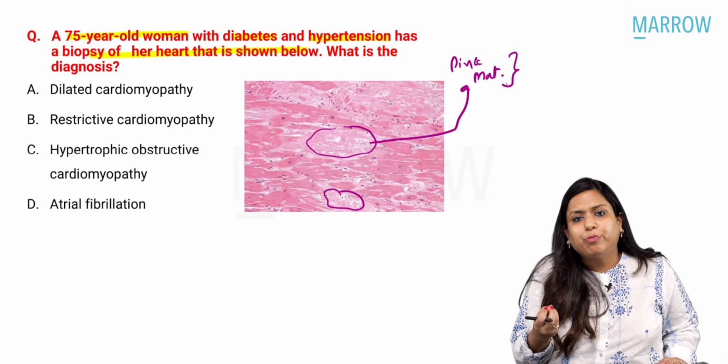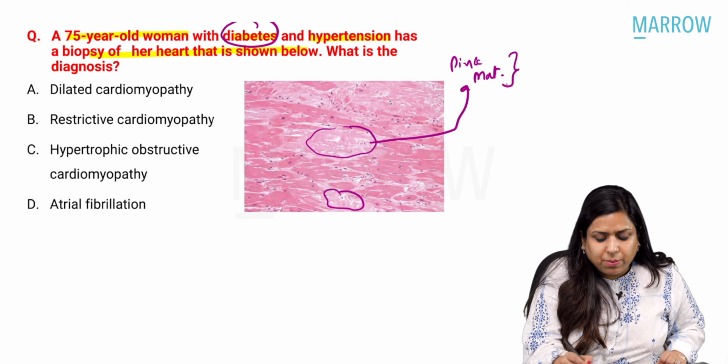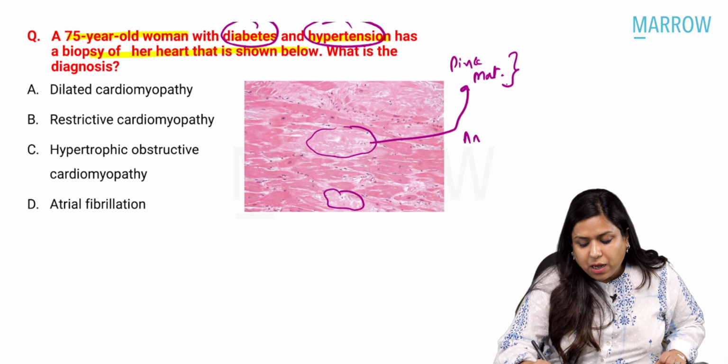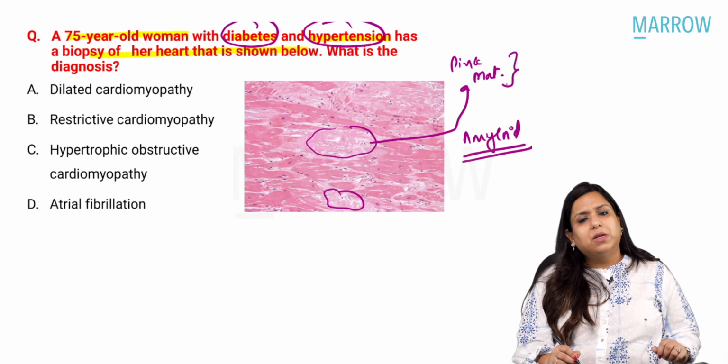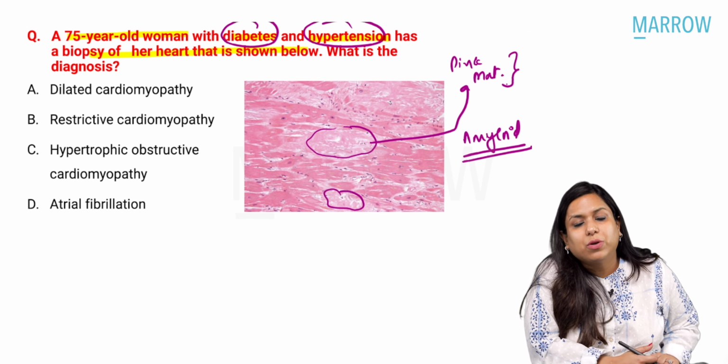When you see a lot of pink material, students, in a biopsy, and there is a history of diabetes and hypertension also which is given, that pink material can be amyloid, right? And if it is amyloid, can you people tell me in which type of cardiomyopathy you will see amyloidosis?